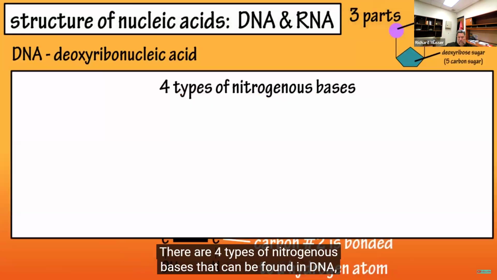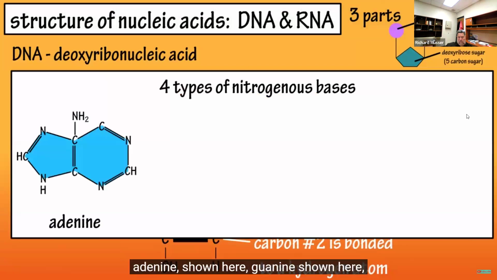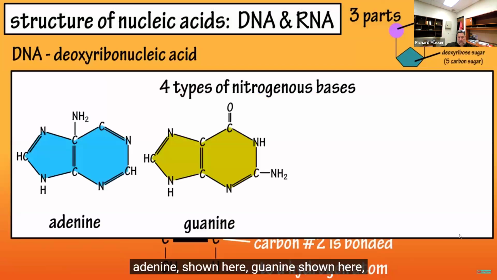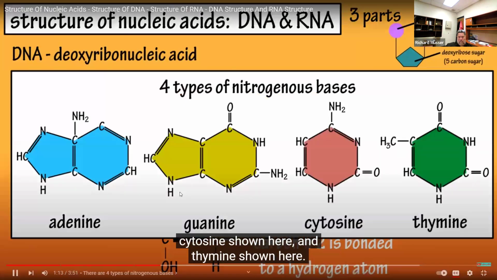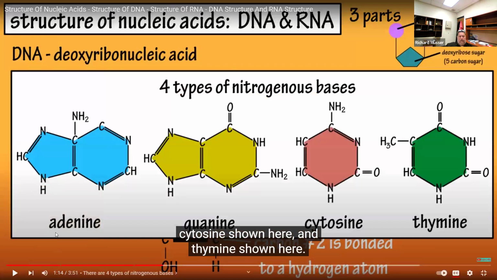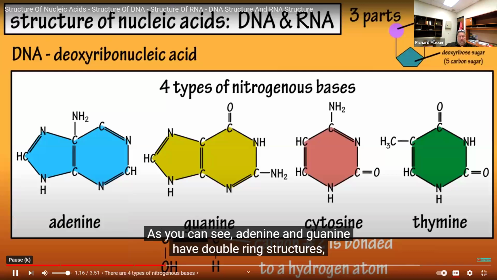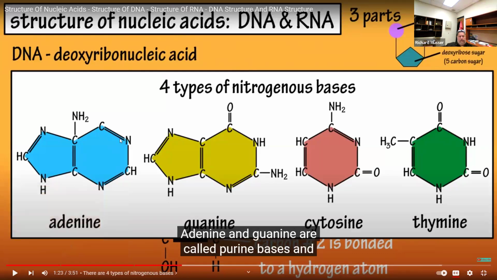There are 4 types of nitrogenous bases that can be found in DNA. Adenine, shown here, guanine, shown here, cytosine, shown here, and thymine, shown here. See, adenine, guanine, cytosine, and thymine. Probably worthwhile to practice pronouncing it even by your professor. As you can see, adenine and guanine have double ring structures, and cytosine and thymine have single ring structures. So you can see some of the differences already.